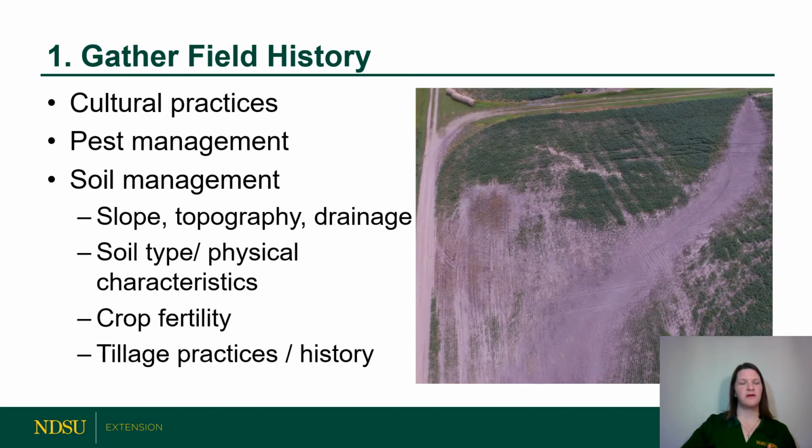The next one we have here is soil management. This can be really, thinking about the field. What is the slope of the field? Is there topography? Is there a drainage way in the middle of the field, or so forth? Are there sloughs like here in North Dakota? What is the soil type? Different physical characteristics of the soil, crop fertility, and also what are the tillage practices, or what's the history behind it? Is this conventional till? Is this no-till? Is this reduced till? And so forth.